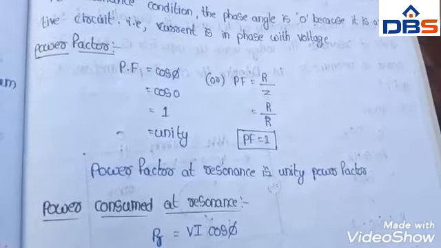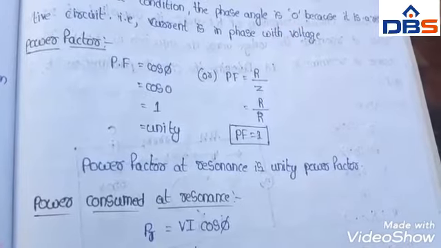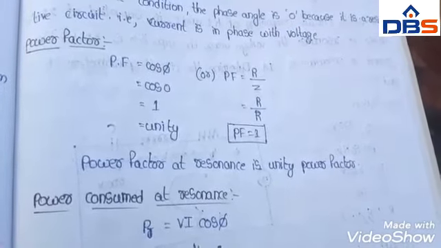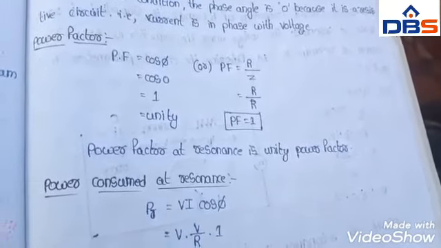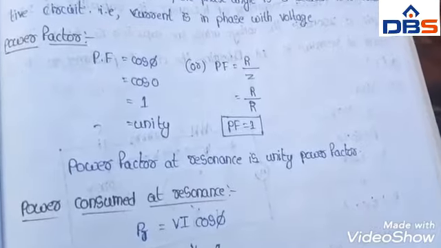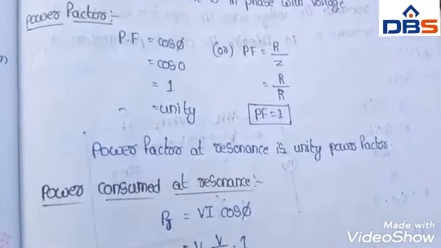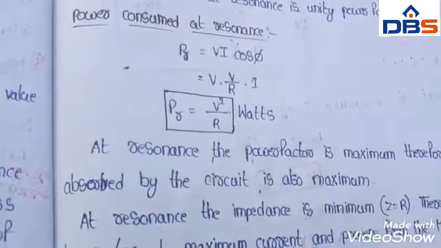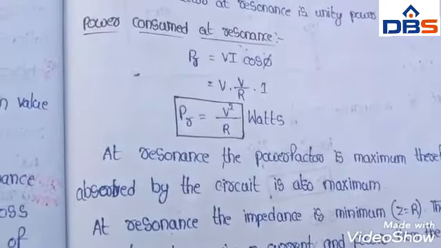Otherwise you can calculate in another manner, that is, power factor is the ratio of resistance to impedance. Now in the RLC series circuit, impedance is nothing but R, the minimum impedance. So power factor is equal to R by R, that is equal to 1. So clearly power factor at resonance is unity. Next, the power consumed at resonance. Generally P is equal to VI cos phi.